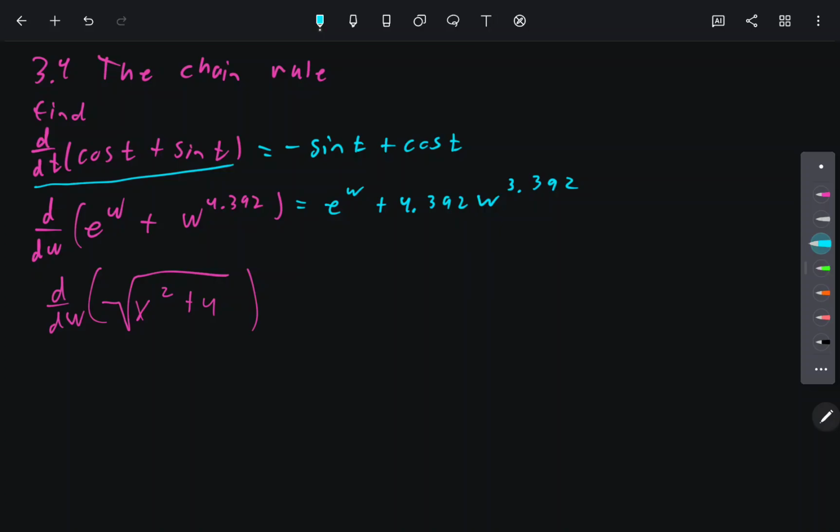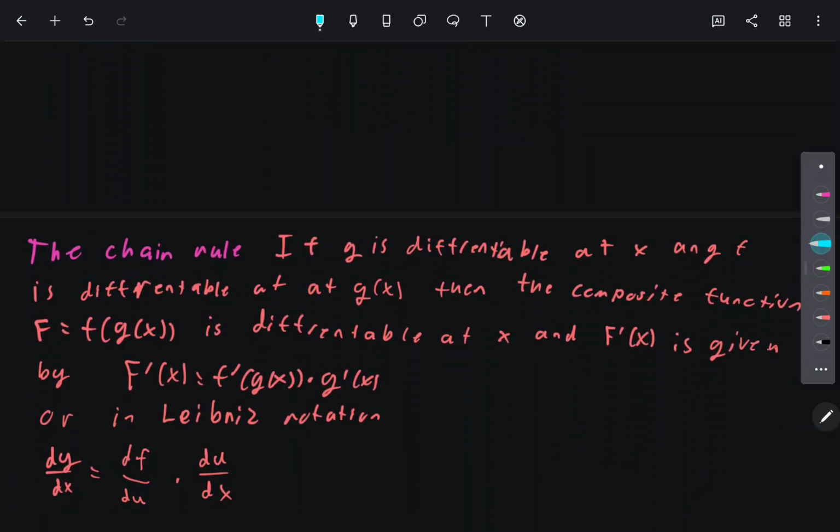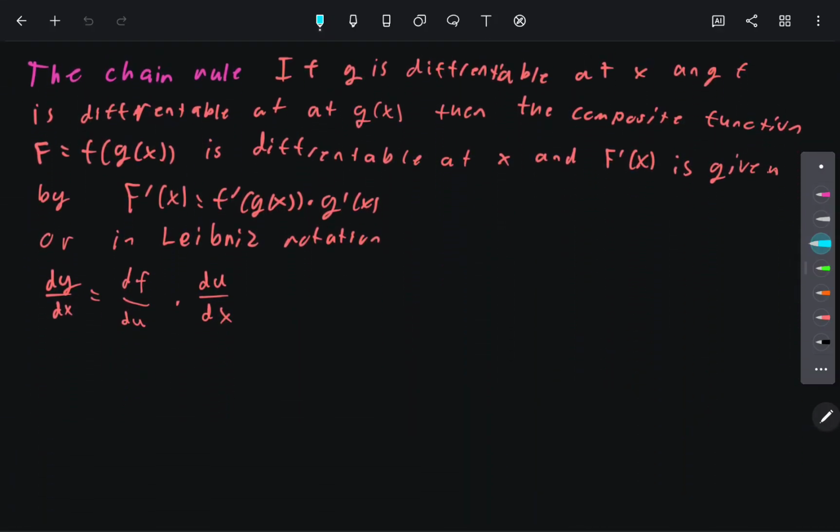Alright, and how do we do this last one? We can't. We don't have a way of differentiating a function of a function yet. Well, in today's video, that's what we're going to do. We're going to build the tools so we can eventually solve this derivative. So this problem has given us the chain rule.